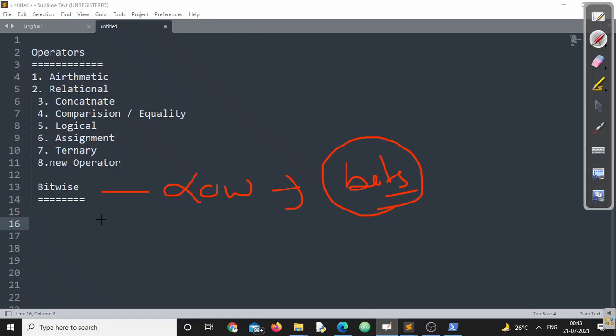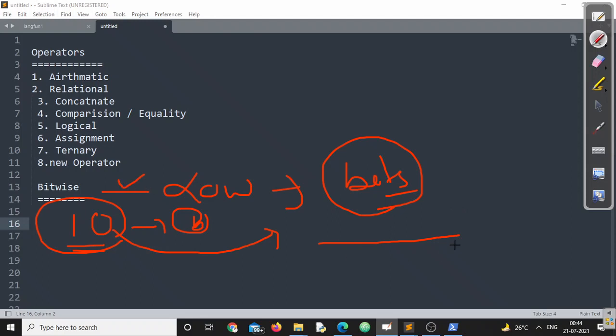What that means is, whenever any number, any operand, whether it is an integral operand or a character operand, doesn't matter, whenever any operand is operated on by a bitwise operator, the first requirement is to convert this number into equivalent binary digits. Now the bitwise operator will perform on each bit of this number.